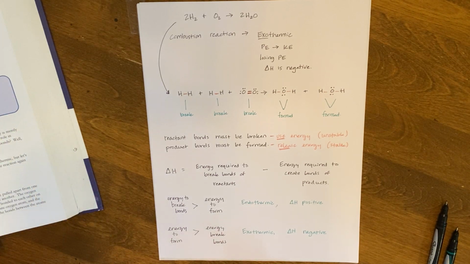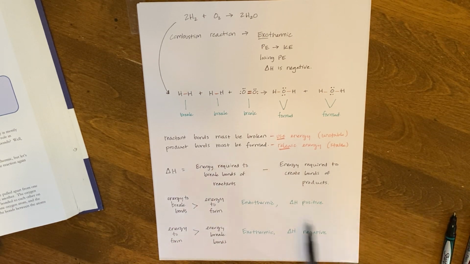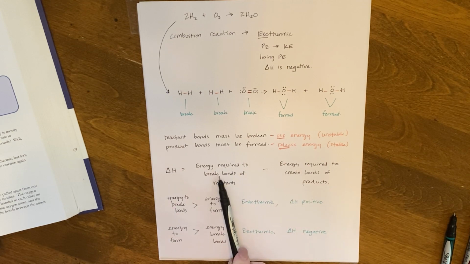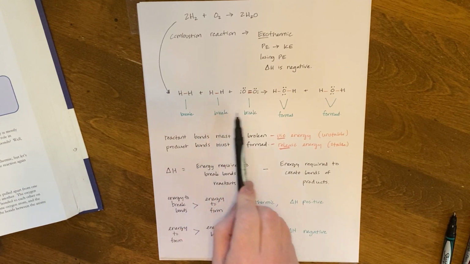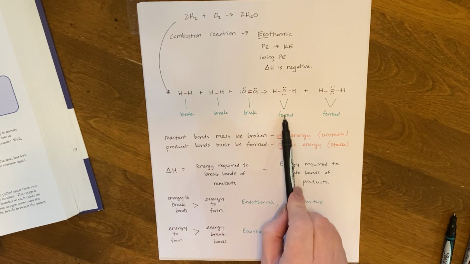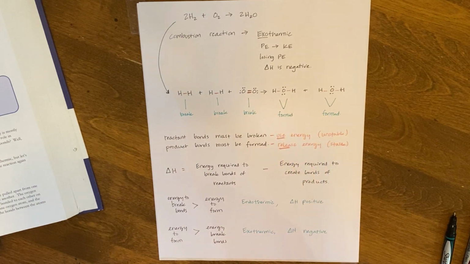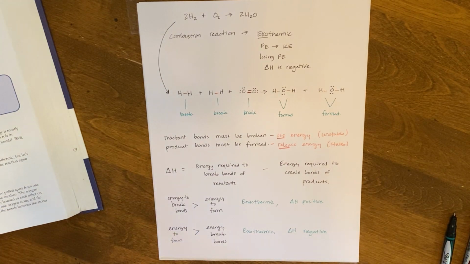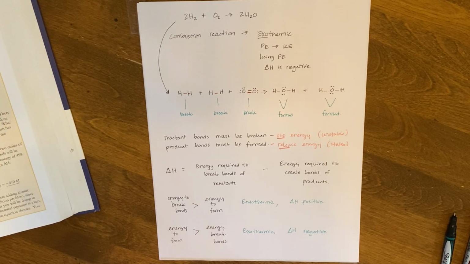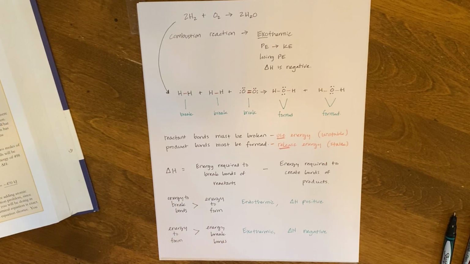Okay, so then that begs the question, how do we determine these energies required? How do we know how much energy is required to break these bonds? And how do we know how much energy is required to form these bonds? Well, actually, you'll be glad to know this. These are already measured for us. So if you look at page 420 in your book, you will see a table of bond energies at the bottom, okay?